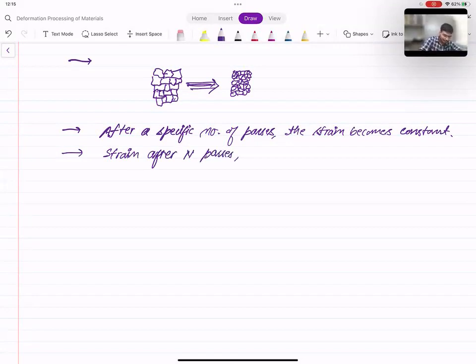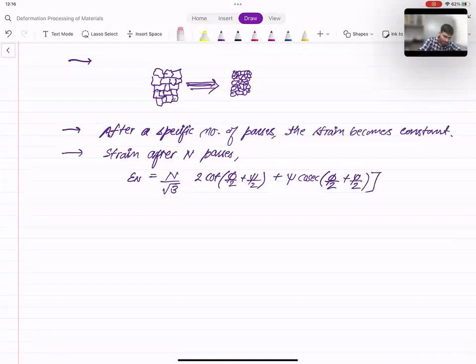is given as, say this is εn, and this is nothing but n over root 3, into 2 times cot of (φ/2 + ψ/2), plus ψ times cosec of (φ/2 + ψ/2). So here the number of passes, the channel angle and angle of curvature are all important. So this gives us the strain after n passes.